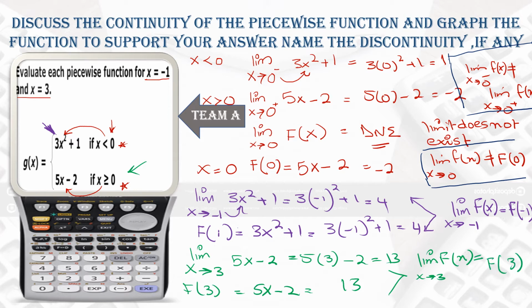So what have you observed? In the first one, the function is discontinuous at 0, but the function is continuous at x equals -1 and x equals 3. So all the conditions which they ask you are now over here.